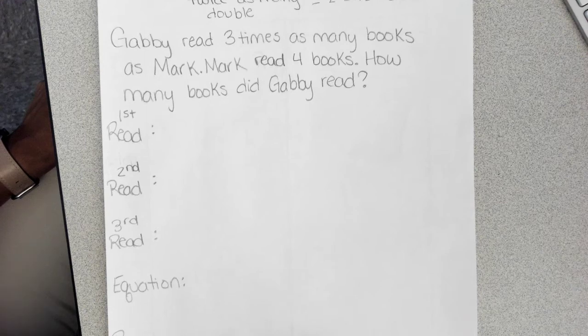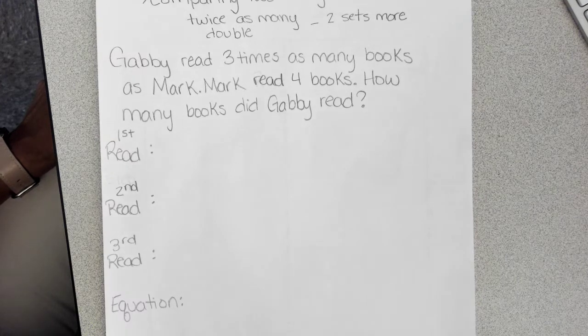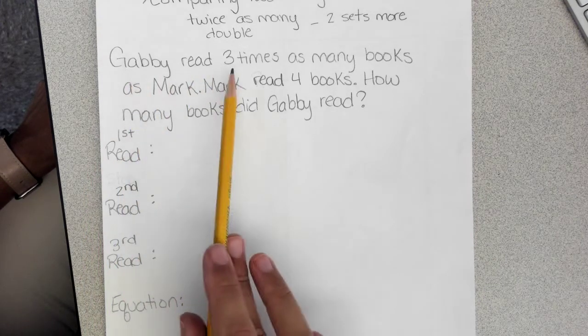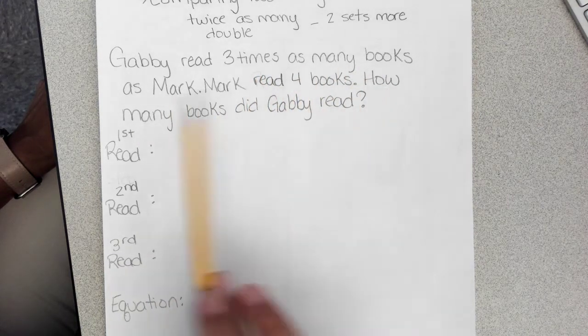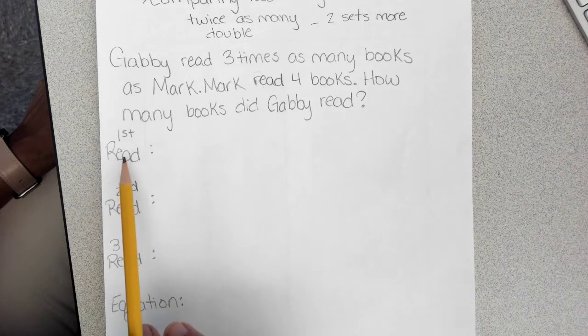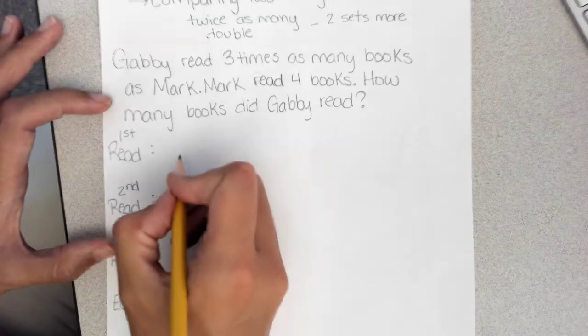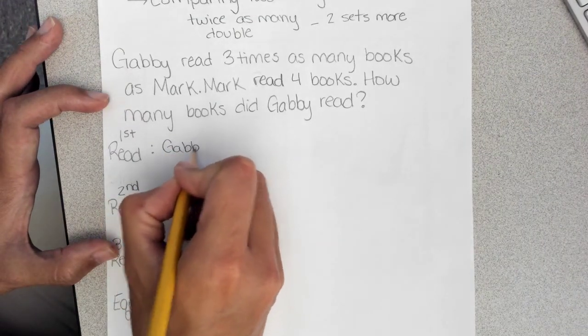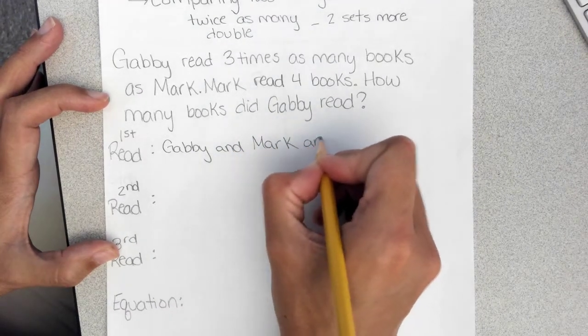So looking at this next word problem, we are going to go through the 3 reads, then we're going to write our equation, show our model, and then answer the word problem in a complete sentence. So we're doing our first read. Gabby read 3 times as many books as Mark. Mark read 4 books. How many books did Gabby read? During our first read, we're just going to summarize what is happening in this story. And in this story, Gabby and Mark are reading books.